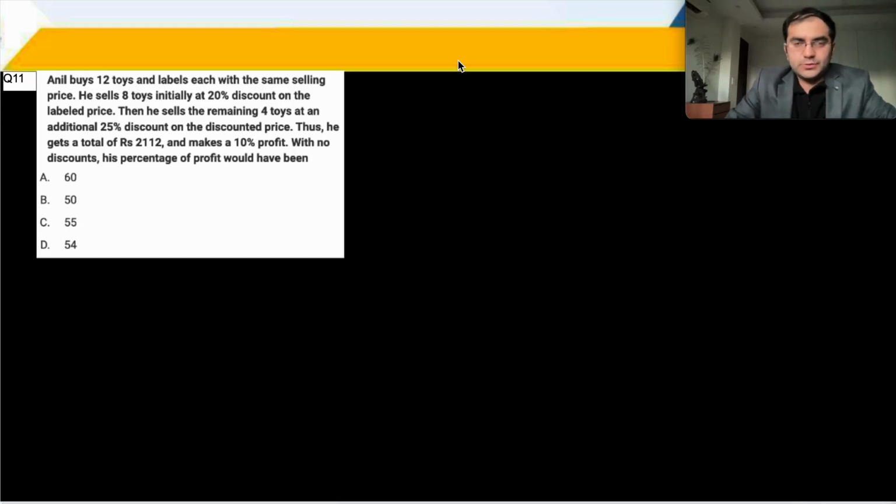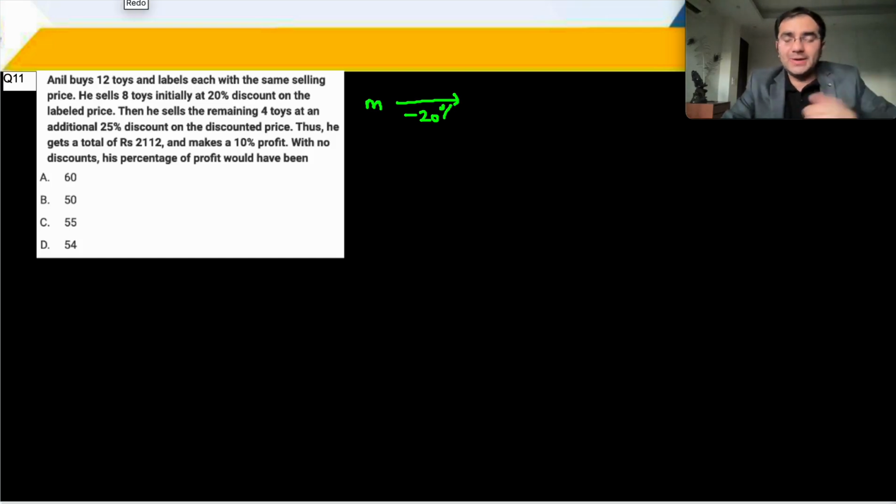Standard profit and loss question, maybe slightly long. You have 12 toys and label each of them with the same selling price. So we'll call that a marked price, actually ready for sale. Sells 8 toys at a 20% discount. So initial discount, let marked price be M. Initial discount is 20%, and he sells remaining toys at an additional 25% on the discounted price.